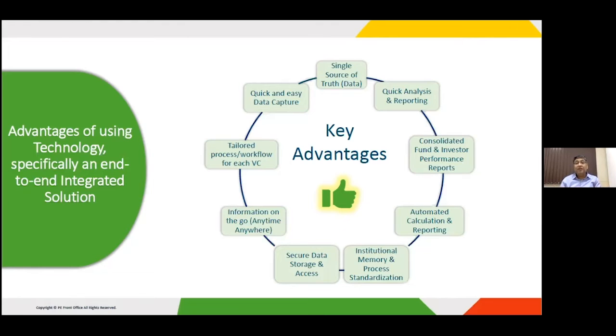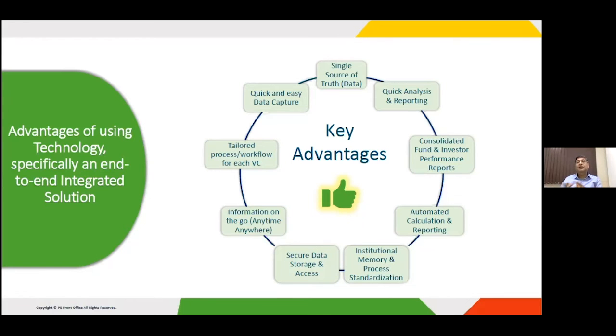Information on the go, whether it's mobile phone, laptop, or tab. You're able to access the information wherever you want at the click of a single button. So it's quick, easy data capture. You want to do portfolio monitoring. Now, how do we do it? How do you get the data, like financials and KPIs, from your portfolio companies? They will send you Excel sheets or PDF files. How do you analyze?